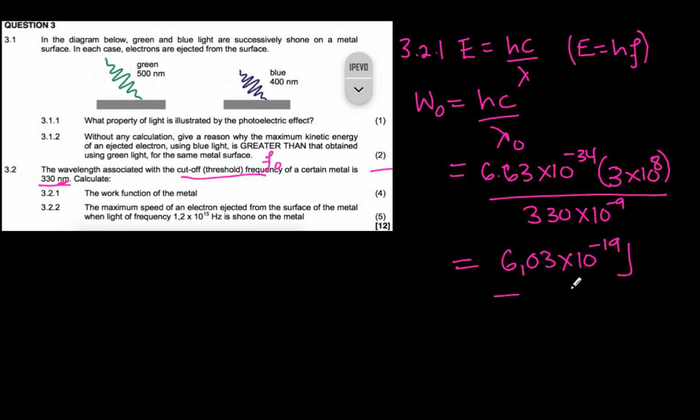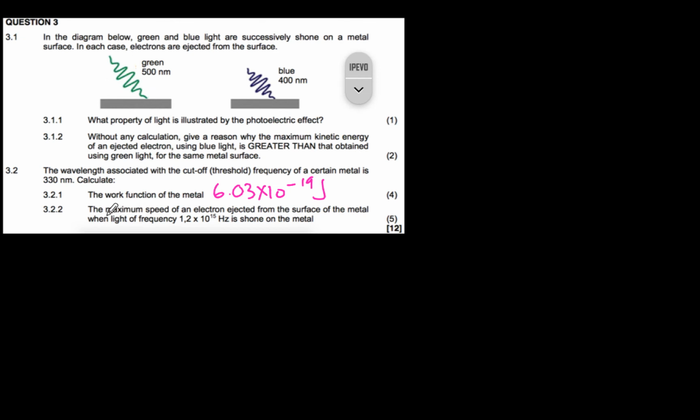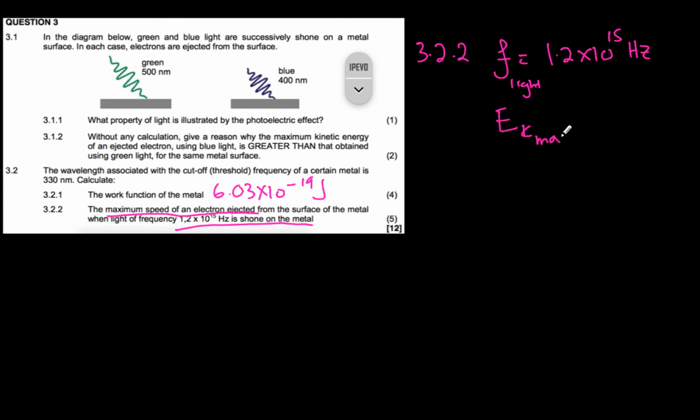Remember, this is energy, right? Now let's move on to the next question. They say calculate the maximum speed of an electron ejected from the surface of the metal when light of frequency is shone on the metal. For 3.2.2, we've got the frequency of the light equal to 1.2 times 10 to the power of 15 hertz. And what we want is the EK max, which is the one we want to find.